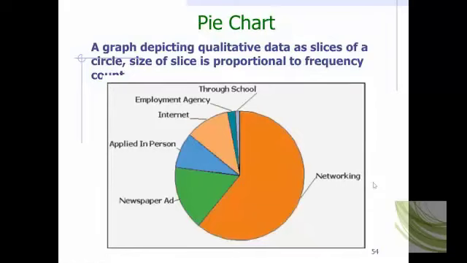Then we have a pie chart. A pie chart is very good for showing what proportion is represented, a part of the whole. It's very easy to see how it compares. If we're looking at how people got a job, you can see that networking is the biggest part here, a newspaper ad is next biggest, then applied in person, the internet, through an employment agency, and the smallest part is through a school. So it's nice to get an idea relative to the whole.